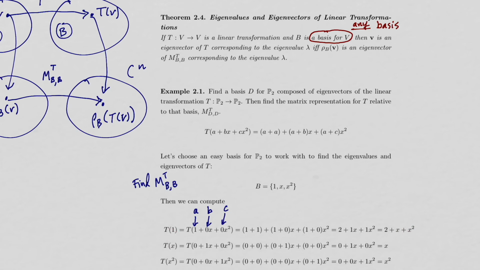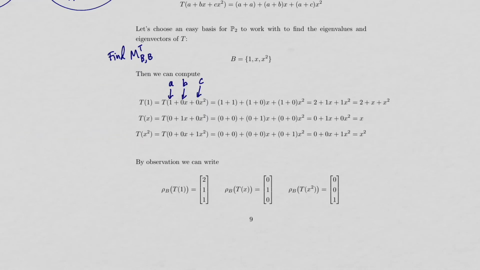Similarly, I can write x as 0 plus 1x plus 0x squared. So I get a plus b, a plus c, which simplifies to x. And x squared I can write as 0 plus 0x plus 1x squared. So a is 0, b is 0, c is 1. Plug those numbers in, and I get just x squared.